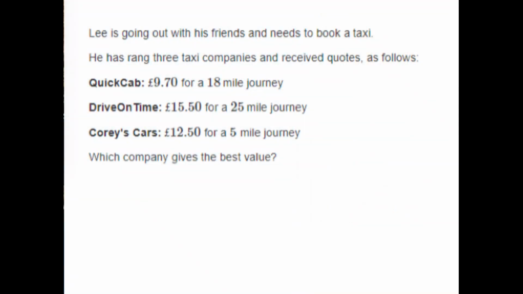So, Lee's going out with his friends and needs to book a taxi. He's rang 3 taxi companies and received the following quotes. Quick Cab is £9.70 for an 18-mile journey. Drive on Time is £15.50 for a 25-mile journey. Corey Cars is £12.50 for a 5-mile journey. Which company gives you the best value? Make sure that is down in your book. That is example 4. If you need to pause, then pause.